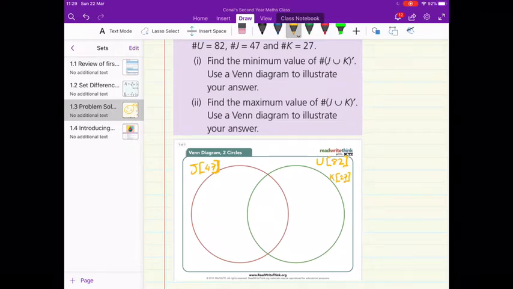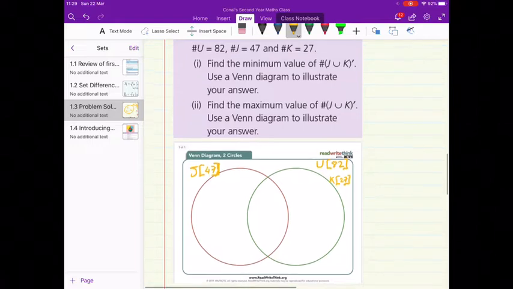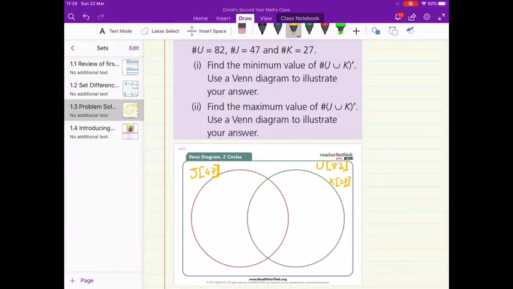Okay. Find the minimum value of the cardinal number of J union K. Use your Venn diagram to illustrate your answer. Find the maximum value of J union K. These are both complements actually. So find the minimum value of J union K complement. Use your Venn diagram to illustrate your answer. Find the maximum value of J union K complement. Use the Venn diagram to illustrate your answer.